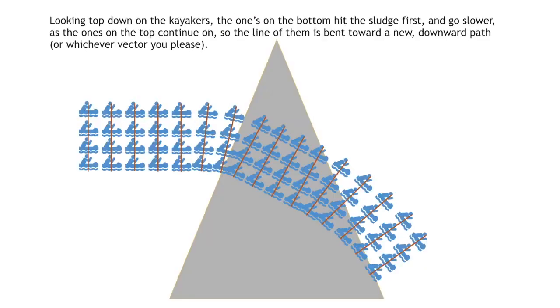So looking down on the kayakers, the ones on the bottom hit the sludge first and go slower as the ones on the top continue on, like we talked about. So the line of them is bent toward a new downward path, or whichever vector you please. Left to right, and so on and so forth. Looking top down, looking side on, either way.